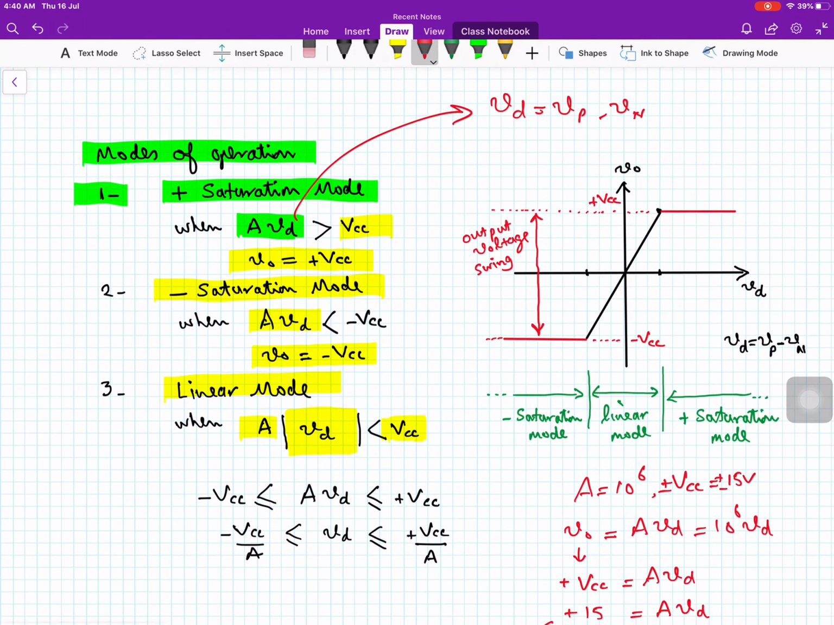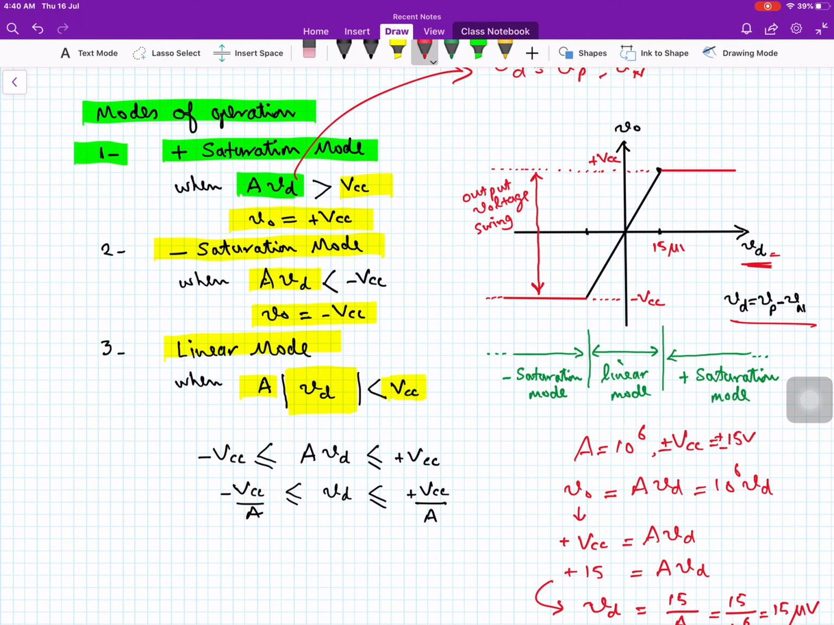Look at this VI graph. When VD, which is VP minus VN shown here, is 15 microvolts, the output voltage on this axis is 15 volts, as shown here. And when VD is minus 15 microvolts, the output voltage is over here. So when the differential voltage is between minus 15 microvolts and plus 15 microvolts, the output will vary from minus 15 volts to plus 15 volts.